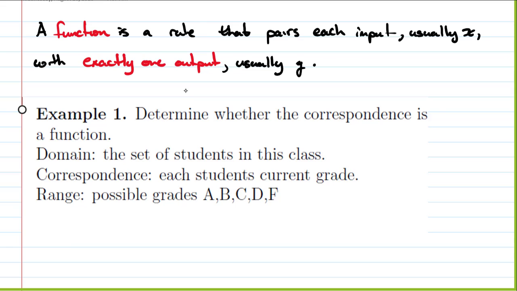So to determine if this is a function, we need to determine, does each input go to exactly one output? So our inputs are students and our outputs are grades. Can a student have two different grades in this class? So in other words, can you have both an A and a C in this class at the same time? No, you have exactly one grade. You can have an A or you can have a C, but you cannot have both an A and a C. So this would represent a function.